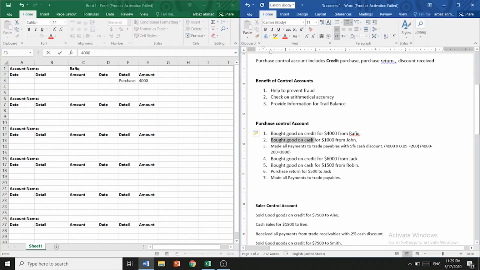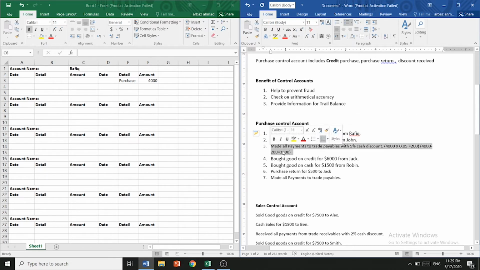I bought the goods on cash from John. I won't be making an account for John because this is on cash. Okay, so if we have a purchase on cash, we will debit purchase and credit our bank. It has nothing to do with the John account.